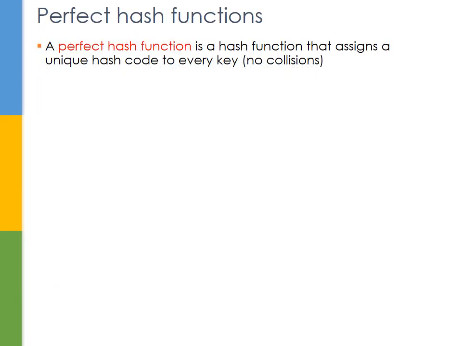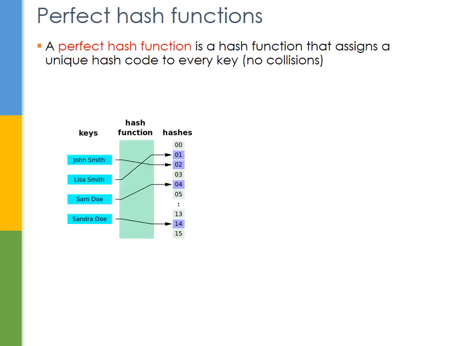Finally, I have promised that we are going to talk about perfect hash functions and how do you design something that is indeed perfect and also minimal. So just a quick reminder, a perfect hash function is simply a hash function that assigns a unique hash code to every key such that there are no clashes, no collisions.